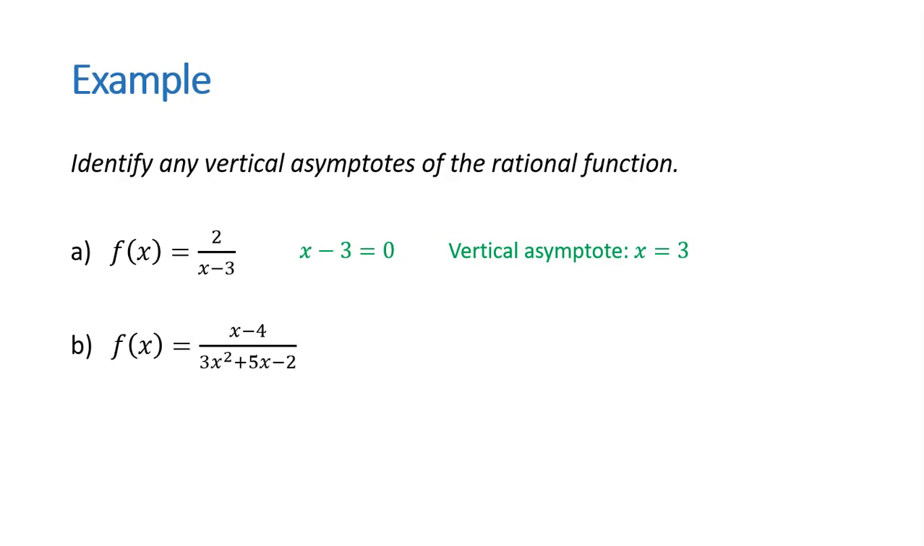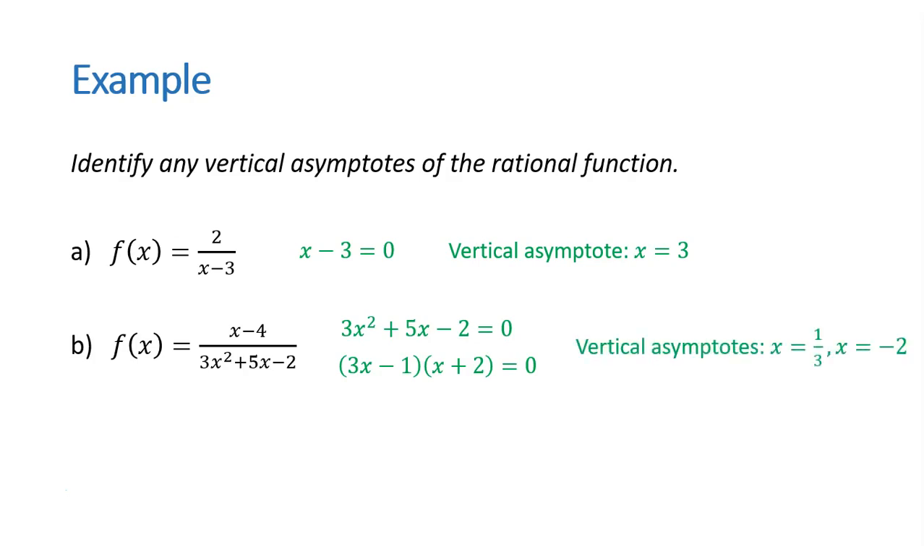Let's try another one. f of x is equal to x minus 4 divided by 3x squared plus 5x minus 2. Same procedure. I want to know what makes this denominator 0. So set it equal to 0 and solve. This one factors, but if you don't want to spend the time trying to factor, of course you can use the quadratic formula. It factors as 3x minus 1 times x plus 2. If I were to set each of these factors equal to 0, I get positive 1/3 and negative 2.